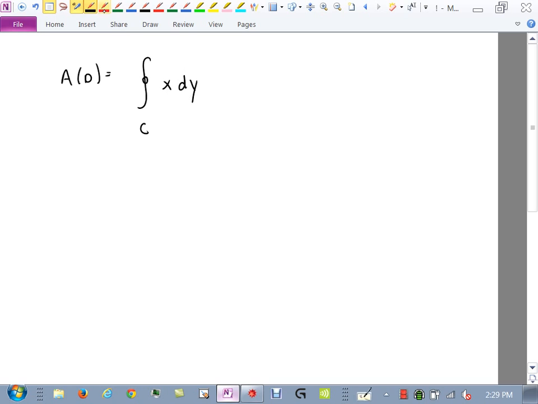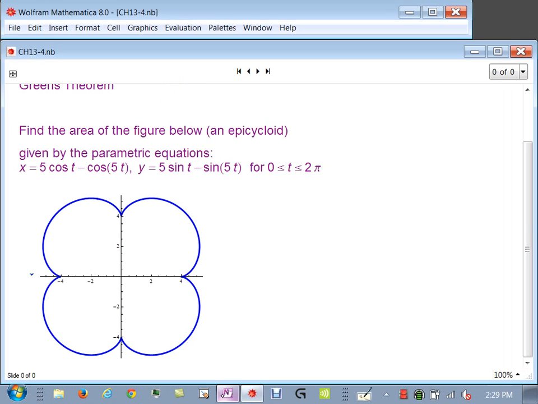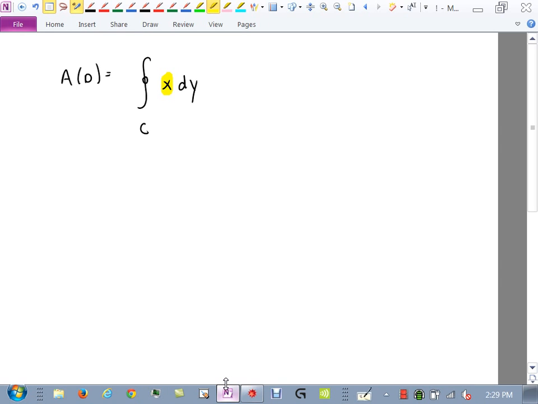So I already know what x is, don't I? It's given to me in the problem. x is 5 cosine t minus cosine 5t. And all I need now is dy, so I just take the derivative of that y function. And I know my limits of integration are going to be from 0 to what? 2 pi. So this is going to become 0 to 2 pi.